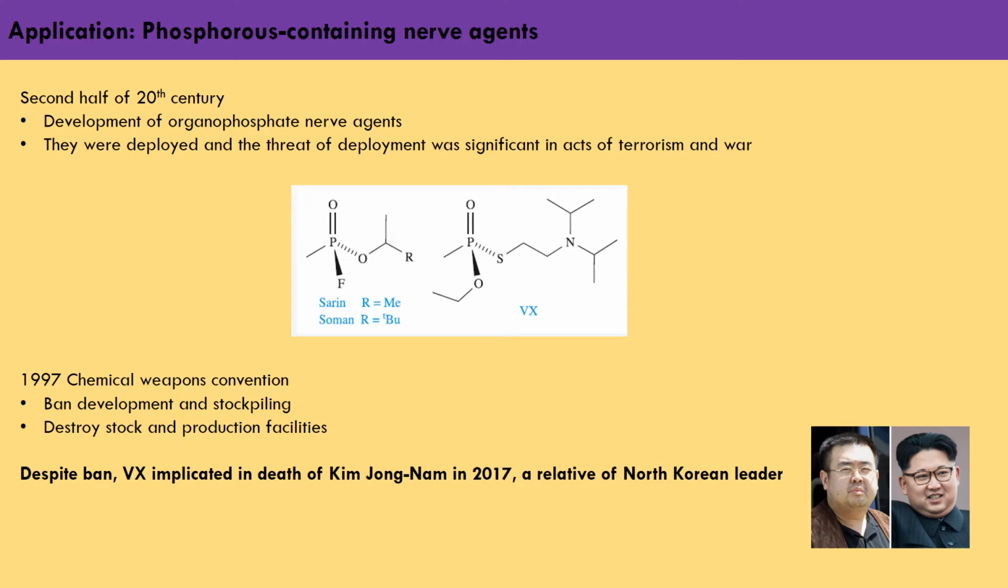So the molecule on the right is VX, and despite a ban on this in the late 90s, there is a recent story surrounding this. Some of you may remember that 3 years ago in 2017, Kim Jong-nam was found dead, and it was suspected that he was poisoned, and he was a relative of the North Korean leader. And this particular nerve agent, VX, an organophosphorus nerve agent, was implicated in his death.